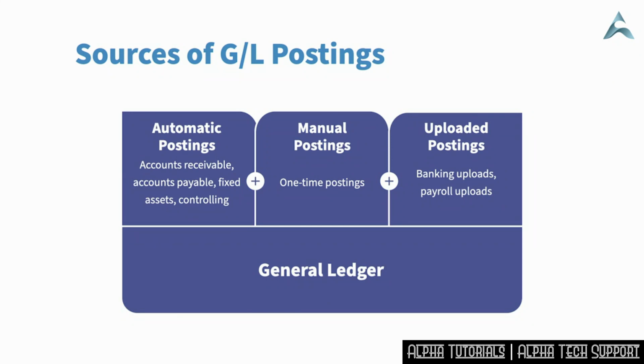Another source of posting in the GL are manual postings. Manual postings are made directly in the SAP General Ledger, and they are one-off transactions. For example, a manual posting could record the one-time movement of cash from a bank account into a petty cash account. When created, these manual postings are often called journal vouchers.